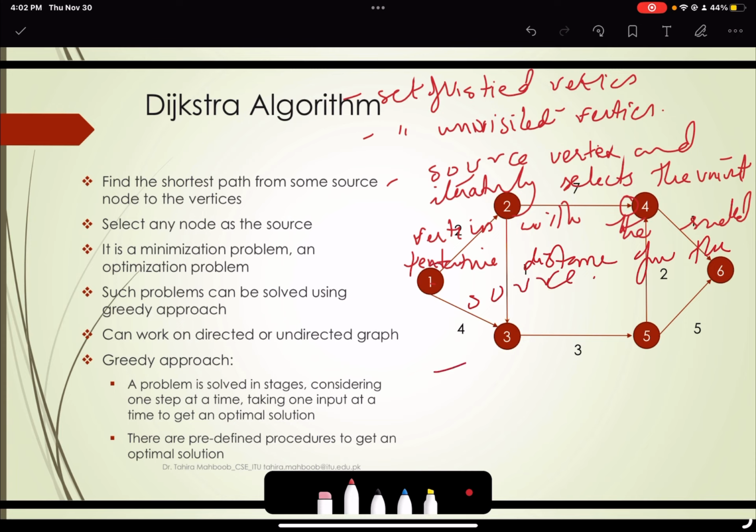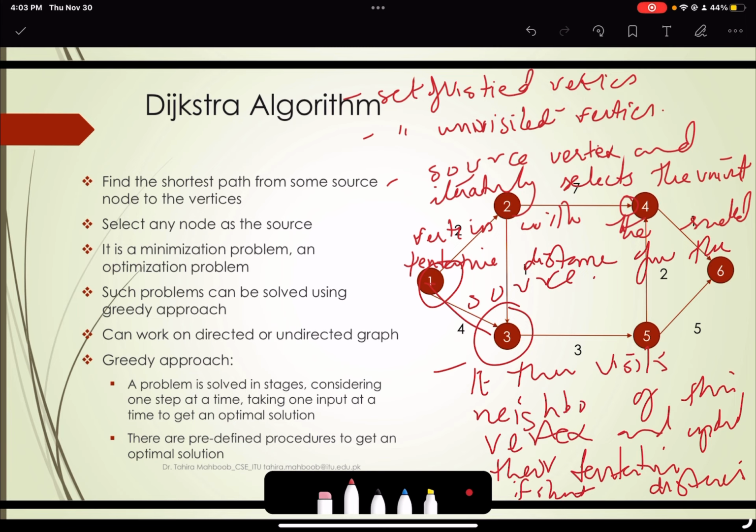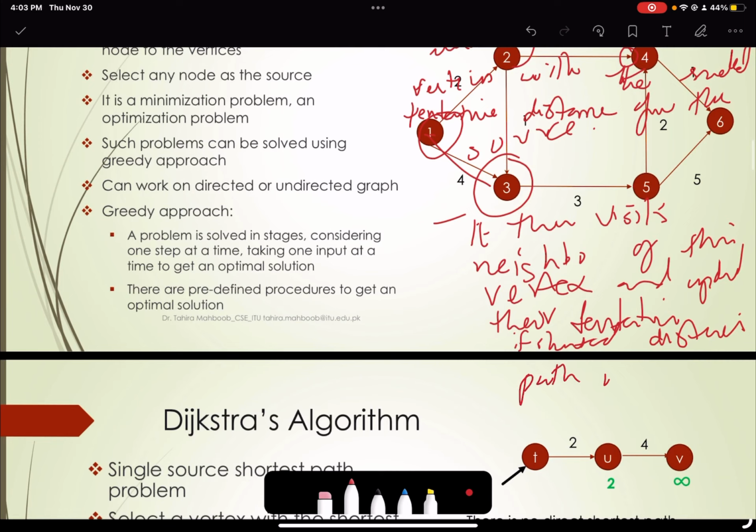Once it has visited one of the nodes, for example from 1 to 3, it has selected the vertex, it then visits the neighbors or adjacent vertices of this vertex and updates their tentative distances if a shorter path is found. This process continues until all of the vertices have been visited.